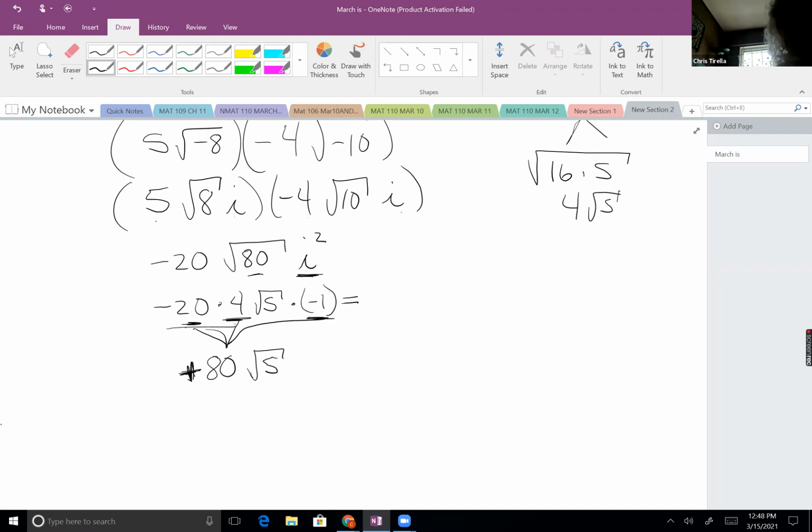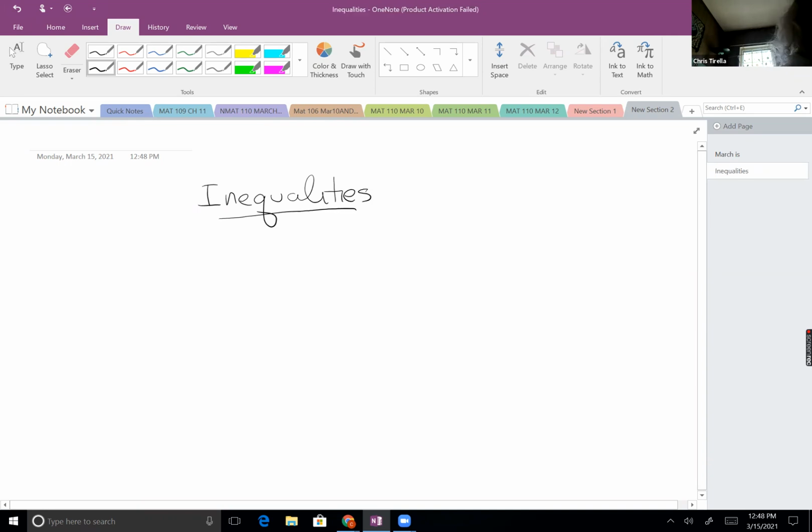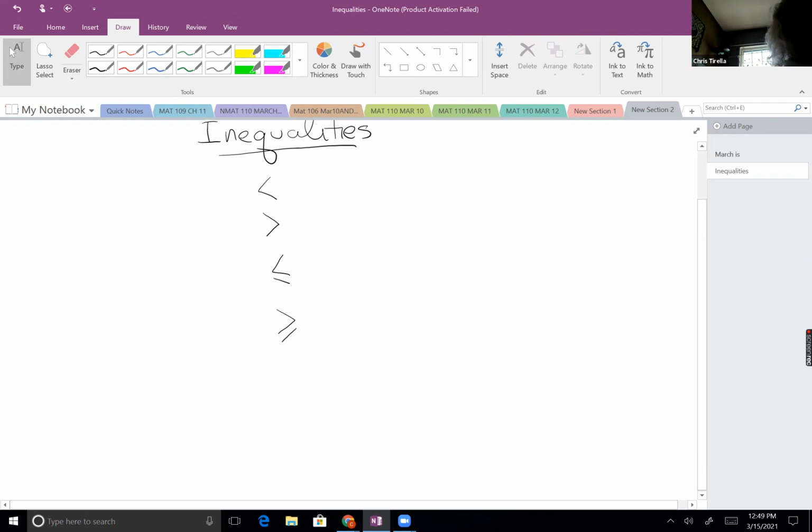Not hearing any, I want to forge ahead then and look at inequalities. And I do believe earlier in the semester, we had a discussion of inequalities. We looked at the symbols less than, greater than, less than or equal to, greater than or equal to. And when we looked at those symbols of inequality, we also looked at that interval notation.